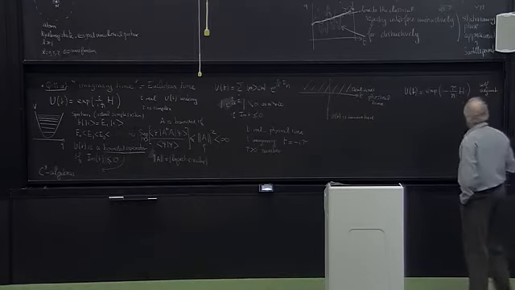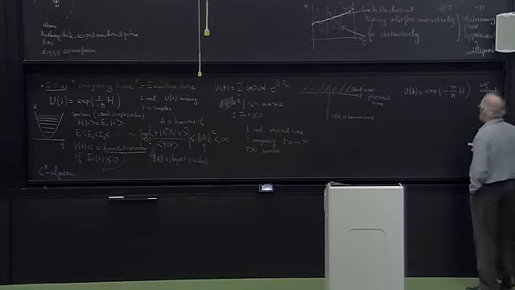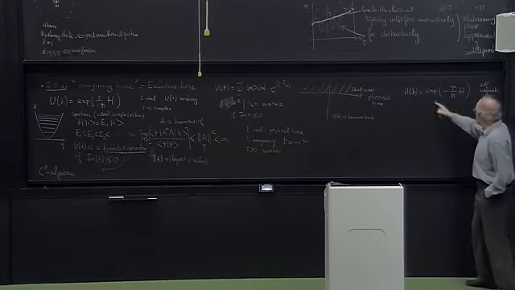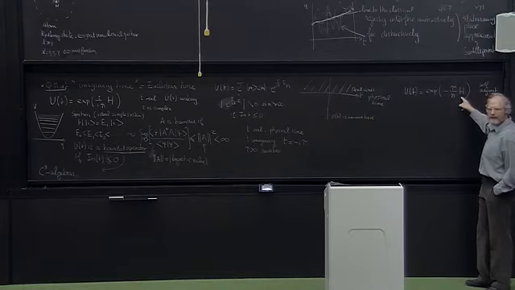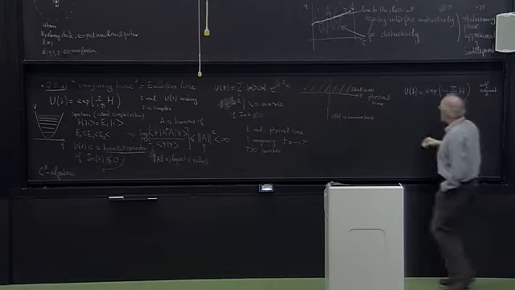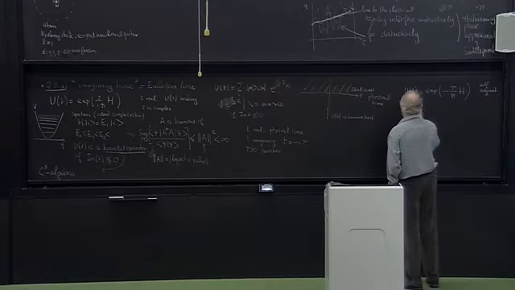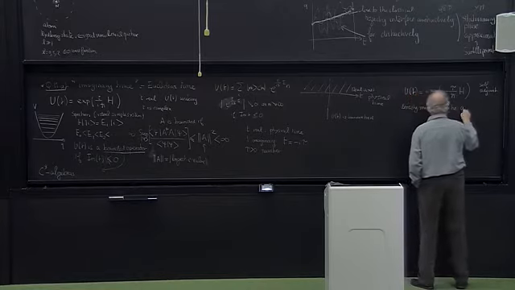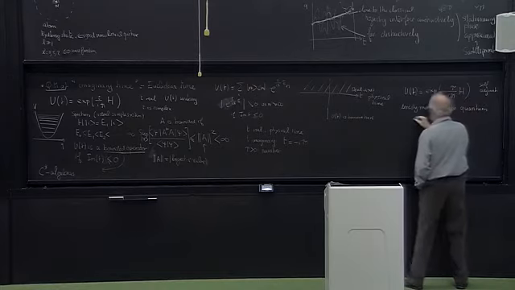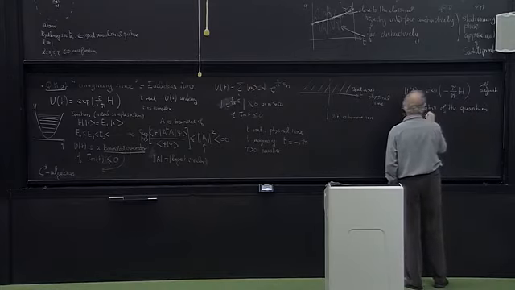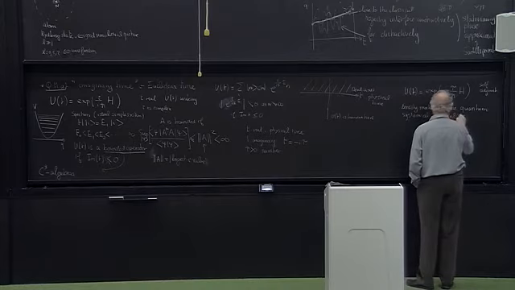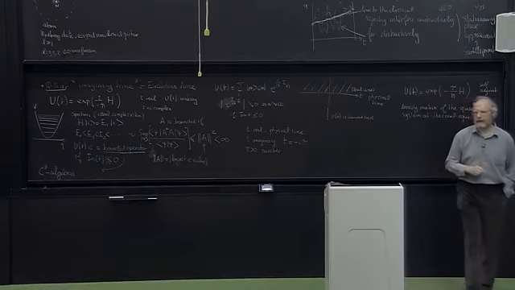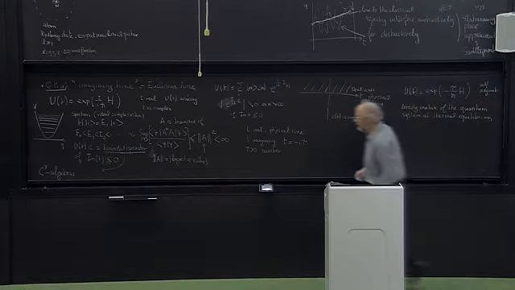Okay? And moreover, it's the exponential of minus some number times the Hamiltonian. So I think this should remind you of the density matrix of the quantum system at thermal equilibrium.